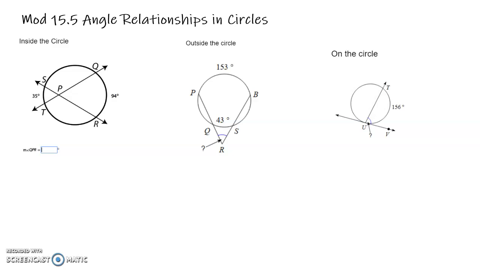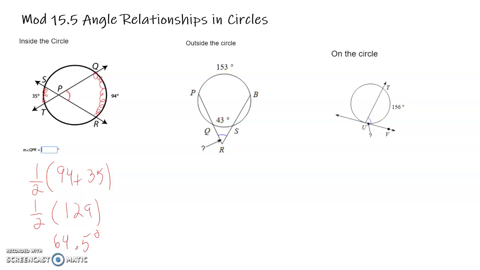So if I want to find the measure of QPR, I've got to know this intercepted arc, which is 94, and this intercepted arc, which is 35, and then I've got to take half of that sum. So I'm going to take 1/2 of 94 plus 35, half of 129, and I get 64.5 degrees. That is the measure of angle QPR.